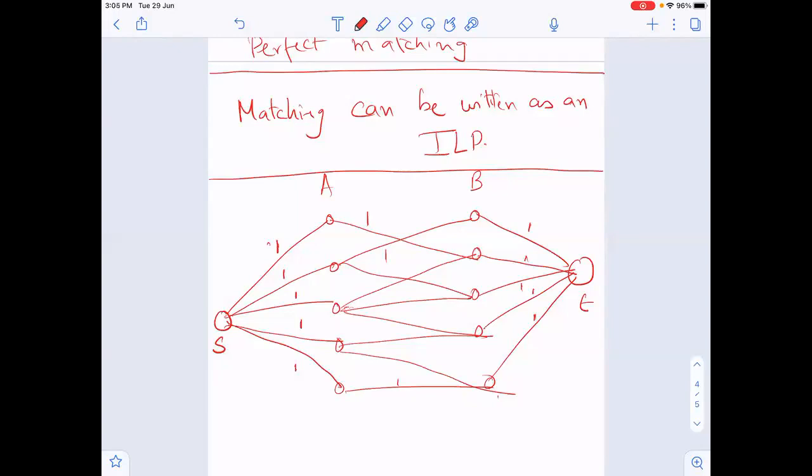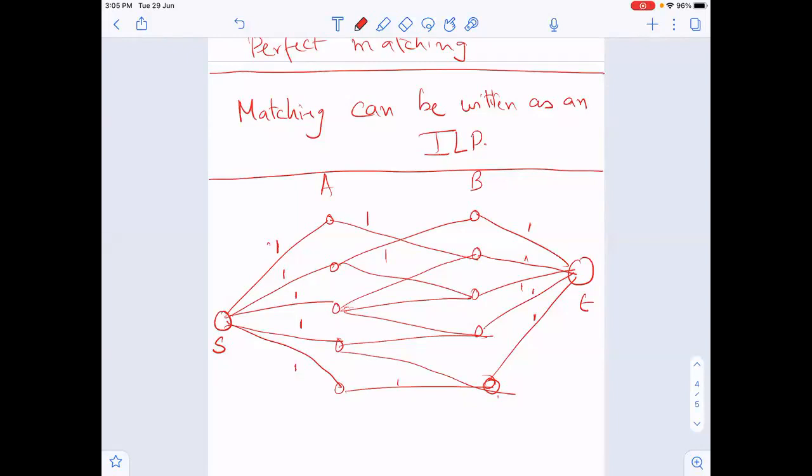So here, any water out of S has to pass through this cell from here, right? Water out of what? From the source. It has to pass through both vertices of A and both vertices of B. Yes, that is true.